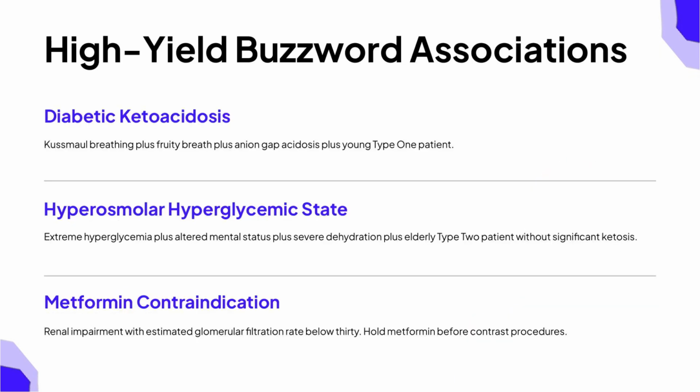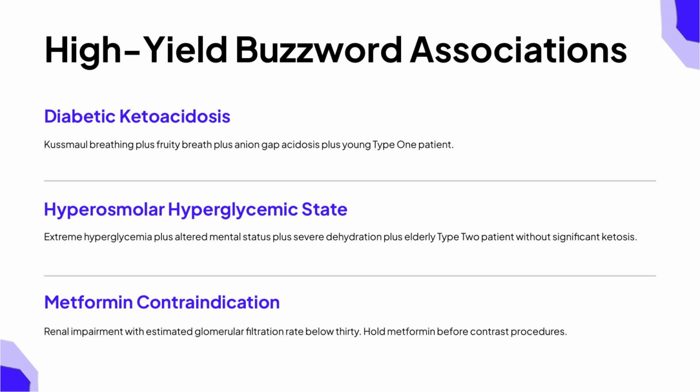Let us talk about buzzwords. On the board exam, certain keyword combinations should immediately trigger a specific diagnosis or management decision. When you see rapid breathing, fruity breath odor, anion gap metabolic acidosis, and a young type 1 patient, that is diabetic ketoacidosis until proven otherwise. When you see extreme hyperglycemia, often over 800 milligrams per deciliter, with altered mental status and severe dehydration in an elderly type 2 patient, and notably no significant ketosis, that is hyperosmolar hyperglycemic state.